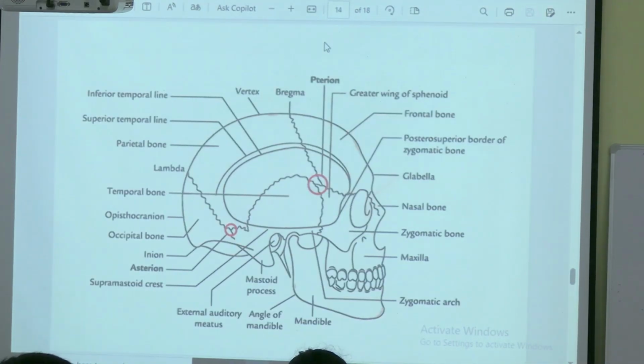Now this is the norma lateralis. Here you will see one important structure, that is pterion. Pterion is the junction between your parietal, frontal and temporal bone. Okay, it is the junction between all these bones, and under this pterion one important artery of the brain is present, that is your middle meningeal artery, just below the pterion. There is one type of hemorrhage, your extradural hemorrhage, which occurs due to injury to this middle meningeal artery. Okay, so it is present just below the pterion.